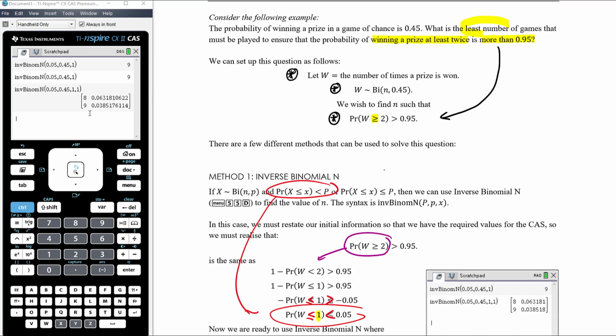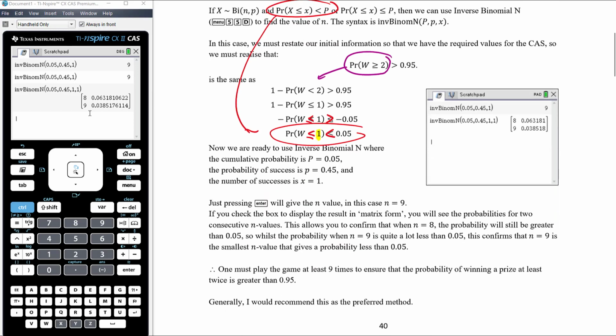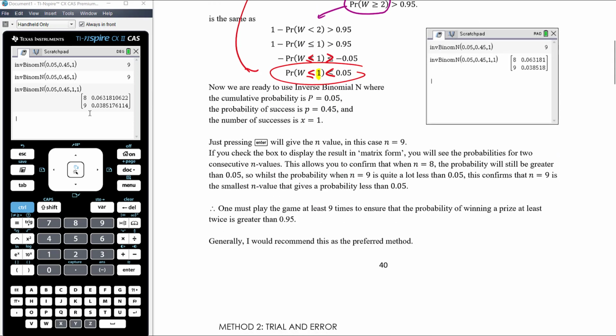So therefore n equals 9 is the answer. Remember, let's go back to the question, what is the least number of games? So that's the very first time. n equals 8 won't give me the probability I want. n equals 9 is the smallest value of n that will give me the probability I want. So in this case, one must play the game at least 9 times to ensure that the probability of winning a prize at least twice is greater than 0.95.